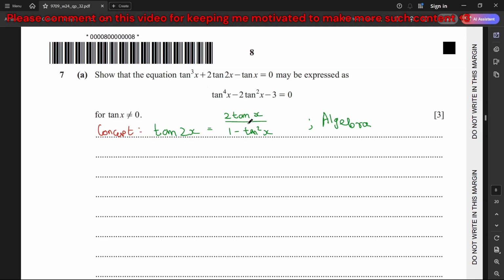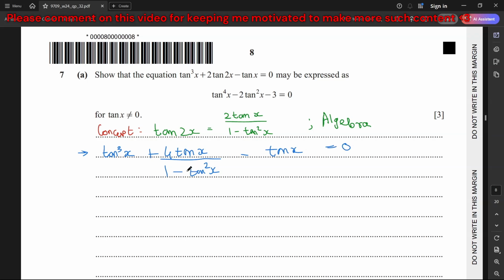And then I'm just going to replace this with this, and then do the algebraic manipulation to get the common denominator so that I can shift that common denominator to the 0 side. So yeah, let's see how we can get this done. I have my tan cubed x, so I'll write my tan cubed x as it is. Then I have plus 2 times tan 2x. So 2 times 2 tan x will be 2 times 2 is 4, so 4 tan x divided by 1 minus tan squared x. Then minus tan x is equal to 0.